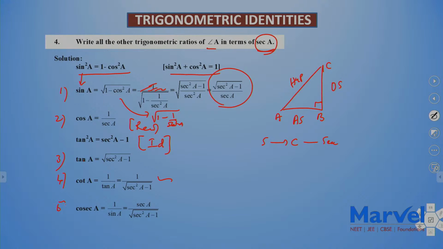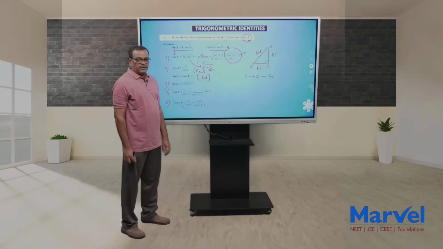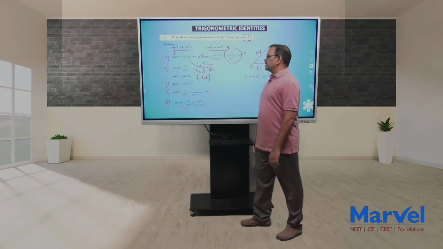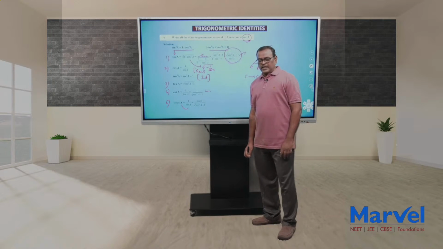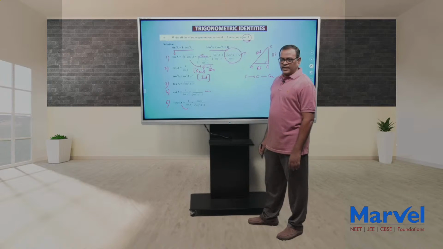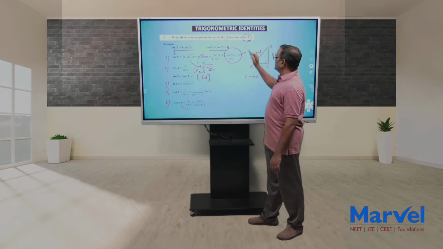Next, the fifth one, cosecant A is reciprocal of sin A, which is secant A by root of secant square A minus 1. One of the very important 4-mark questions in this exercise: one function in terms of the remaining 5 functions. This is type 2 in my 15 types of problems. Write all other 5 trigonometric functions in terms of secant.